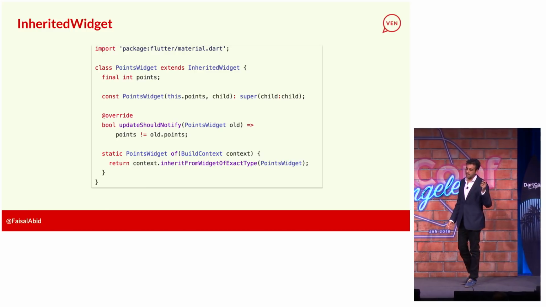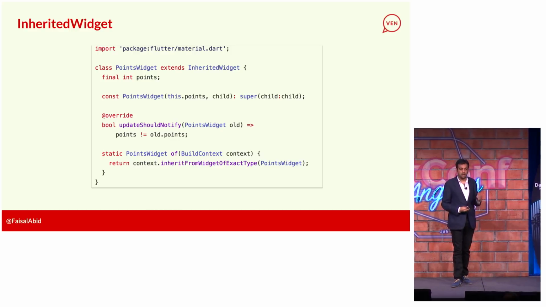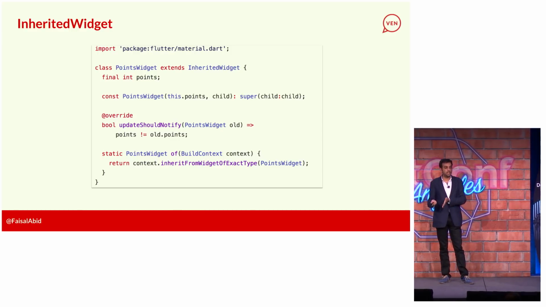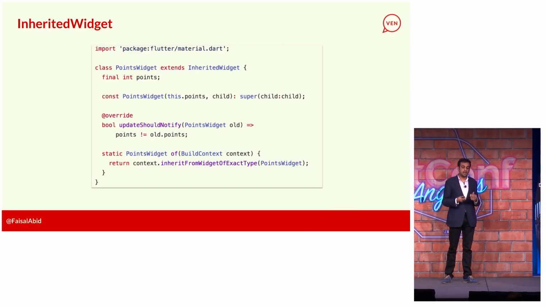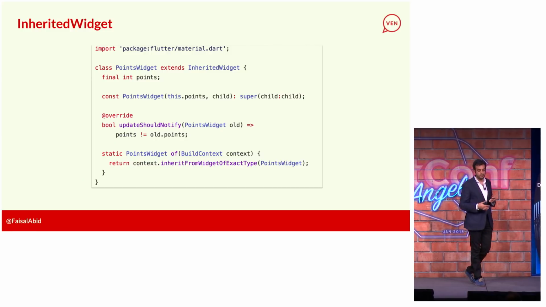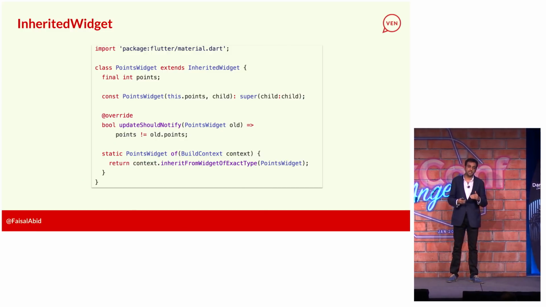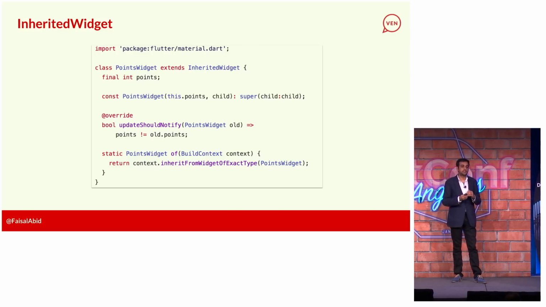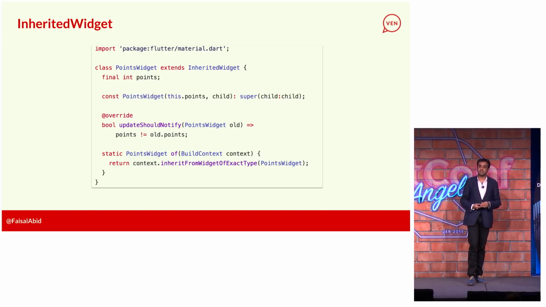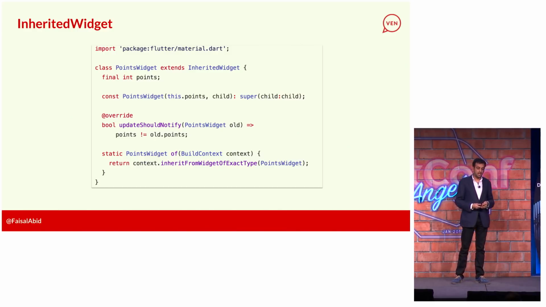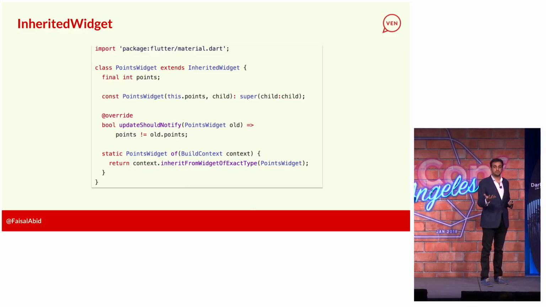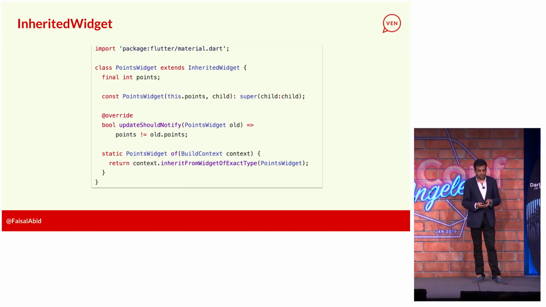Really simple. I just extend InheritedWidget. All the constructor takes is the actual points that the user has at this point, and then a child. And the child, in my case, is the entire application. And then updateShouldNotify: when should the InheritedWidget notify its children that there's been an update to the points? When the points are not the same as the new points. Simple logic there. And then I just wrote a simple helper function called of, which takes in a context and searches through the widget tree to find where this points widget is. And that's how I get a handle to this widget.